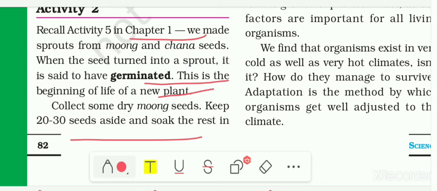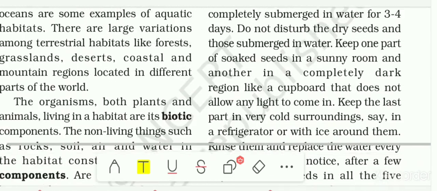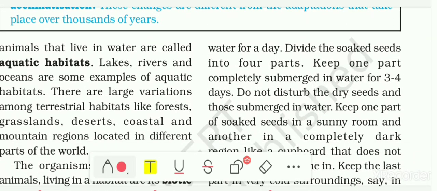Now in this activity you have to collect some dry moong seeds, and then keep 20 to 30 seeds aside. The rest of the seeds you have to soak in water for the whole day. Then after soaking, you have to divide the soaked seeds into 4 parts. From these 4 parts, you have to keep one part completely submerged in water for 3 to 4 days.